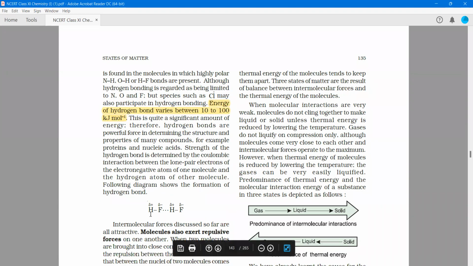So, this is the diagram. This is H, it is delta positive, it is connected to F, and this is another HF, and here F is delta negative and H is delta positive. Also it has to be in close proximity, and then you see a very strong hydrogen bonding interaction.